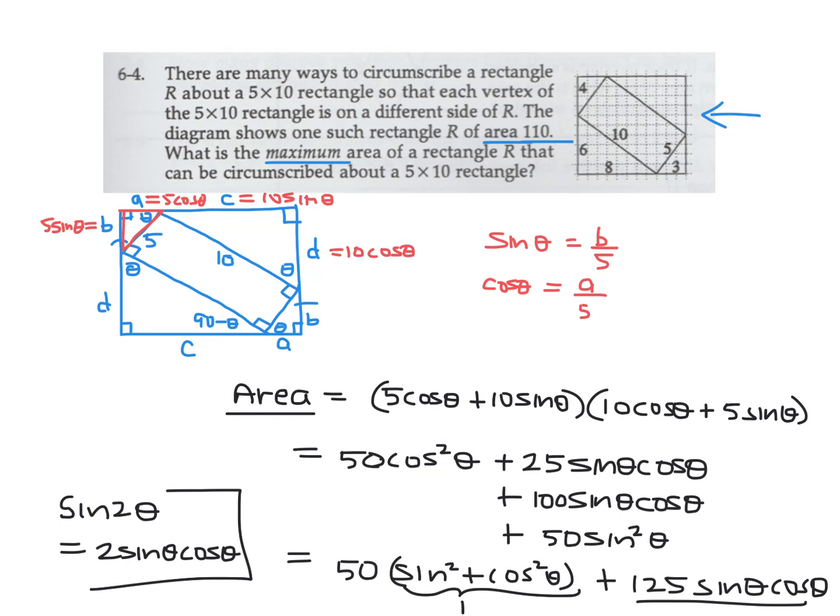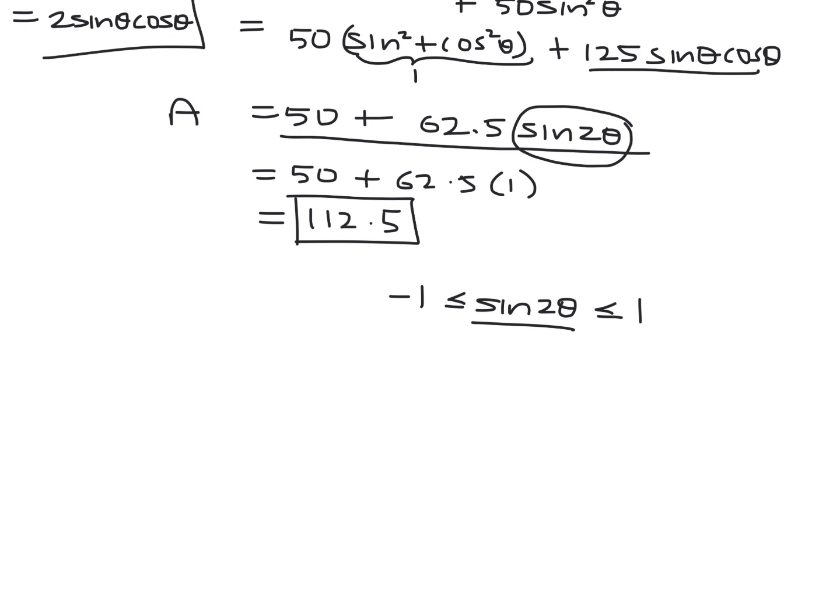And did they ask you to find the angle? What is the maximum area? So no, they don't ask you for the angle. But just for the sake of completion, sine 2 theta is equal to 1 when 2 theta is equal to 90 degrees. So theta would be 45, just in case you are wondering what theta is.